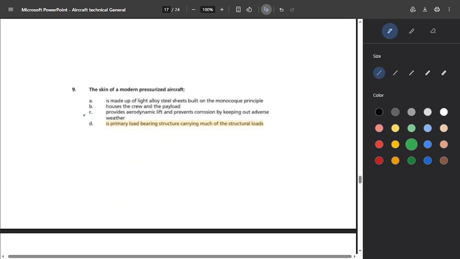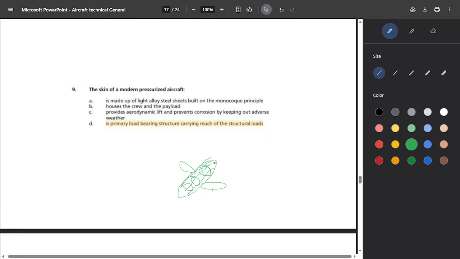Question number 9. The skin of a modern pressurized aircraft. A, is made up of light alloy steel sheets built on a monocoque principle. No, because outside the airplane, these are frames, multiple frames that the aircraft is made up of, and these are stringers which pass through these frames, and upon it the skin is there.